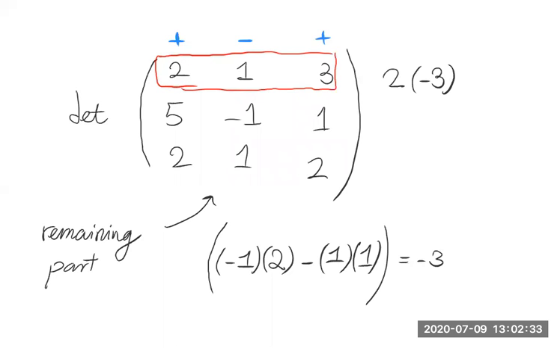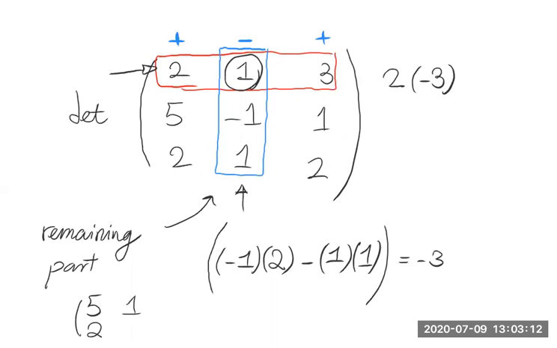Okay. So that was the computation related to 2. Now we should move on to the next number in this row, which is 1. Look at the column which has this number. This is that column. Now, if we remove this row and if we remove this column, 4 numbers remain. Look at the remaining part. The remaining part is 5, 1, 2, and 2. 5, 1, 2, and 2.